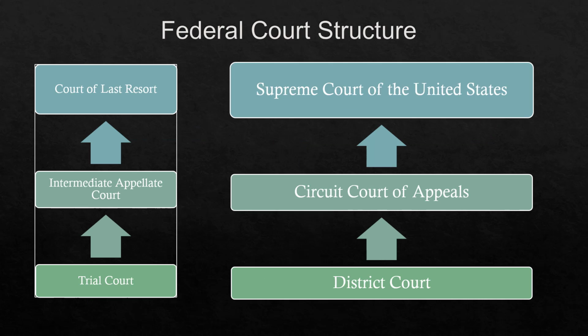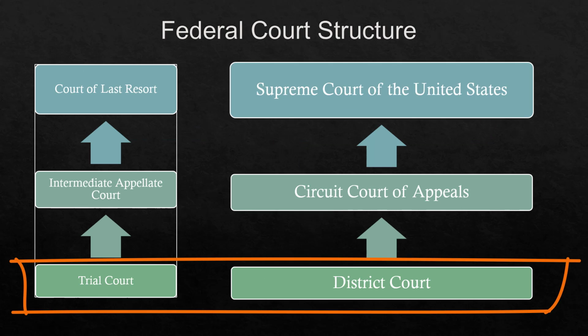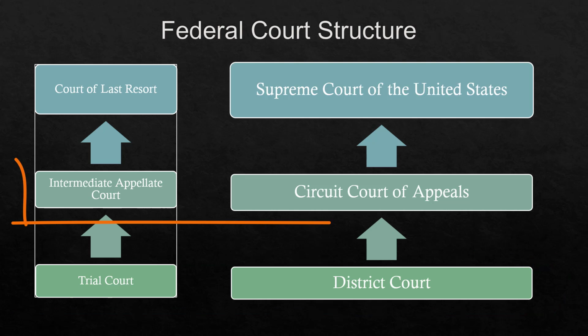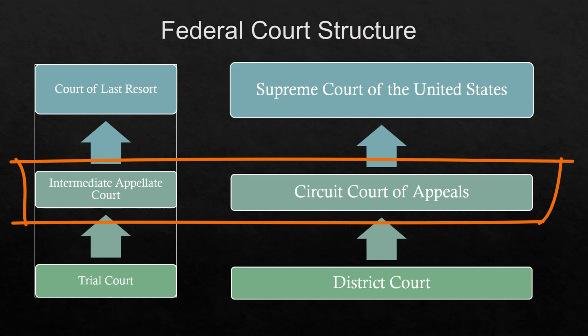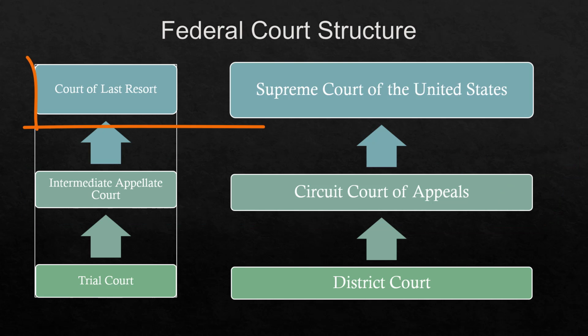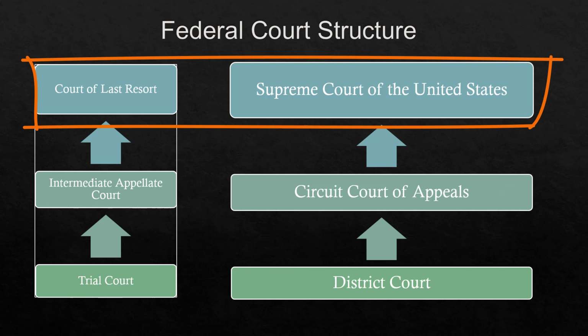In the federal system, we call the trial court the district court. For example, the United States District Court for the Southern District of New York. There are many federal district courts, and there is at least one district court in every state. The intermediate appellate court is called the Circuit Court of Appeals. For example, the United States Court of Appeals for the Second Circuit. There are 13 circuit courts. The court of last resort in the federal system is the Supreme Court of the United States.